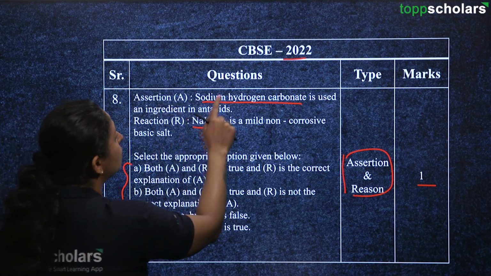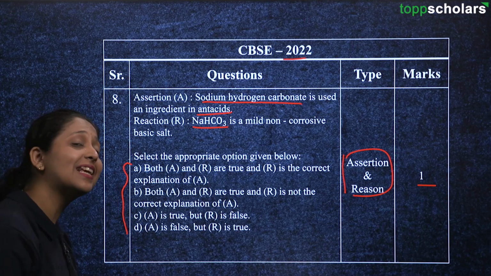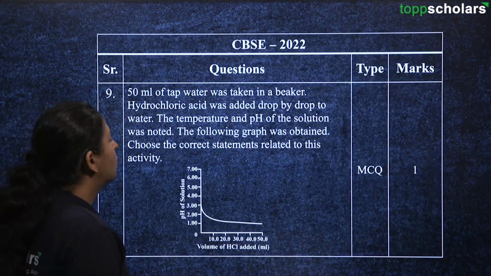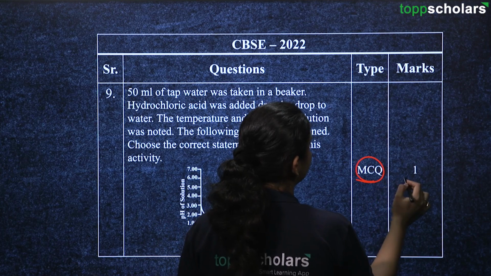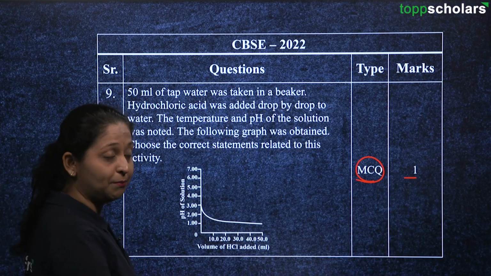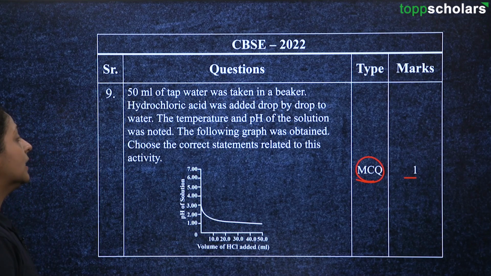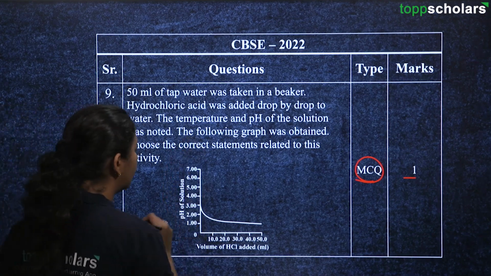So if you're using sodium hydrogen carbonate in an antacid, that means it is basic in nature. One more MCQ from the same year paper, children, for 1 mark. 50 ml of tap water was taken into a beaker. Hydrochloric acid was added drop by drop to the water. The temperature and the pH of the solution was then noted down. The following graph was obtained.